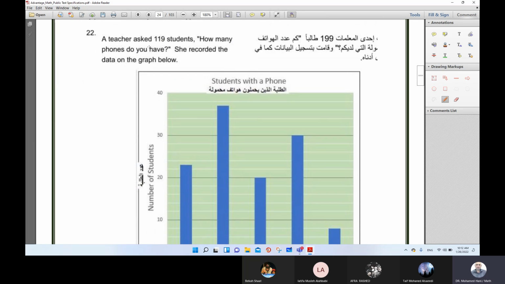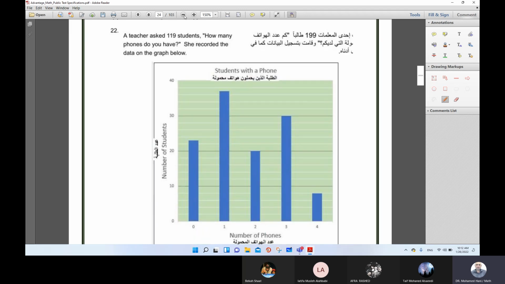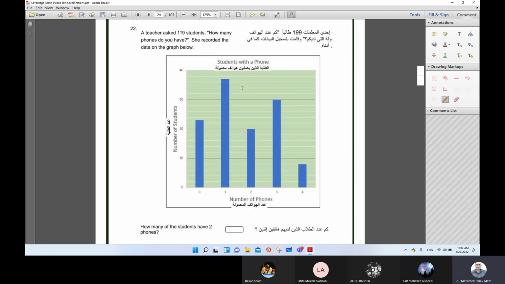Number 22. A teacher asked 119 students, how many phones do you have? She recorded the data on the graph below. We have this graph. I want from all to read the question again, then from the graph to find the answer of this question. How many of the students have two phones? Start please and tell me please.